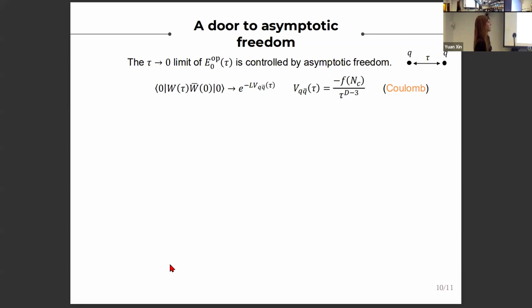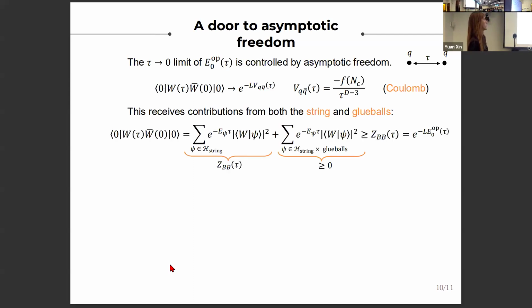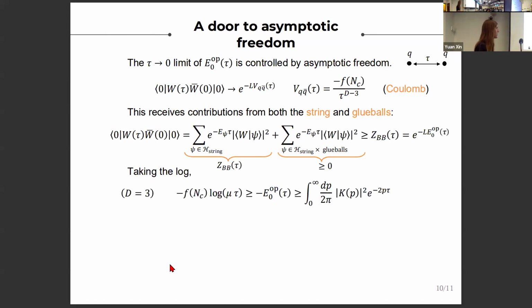Now I need to skip over this, but you can ask me about a subtlety: this does not only receive contributions from the string. It also receives contributions from glueballs. But you can see that this contribution is positive. So essentially, this result, which is the Coulomb potential, upper bounds the energy of the string. Or you can think about large n, and then there only is one string. So what we see is that the Coulomb potential, which is what you obtain from asymptotic freedom in the regime where tau goes to 0, upper bounds the ground state energy in the open string channel. And now our conjectured unitarity bound is this one.